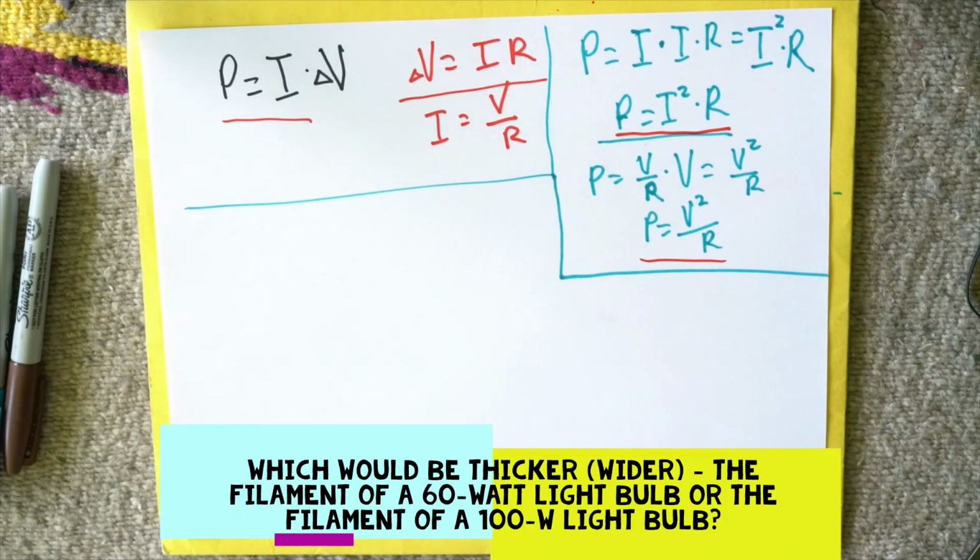This is more of a conceptual problem, although I actually will write it out a little bit. It says, which would be thicker, the filament of a 60-watt light bulb or the filament of a 100-watt light bulb? I think I wrote 120 for you guys, but we'll just use 100 for right now. So which one would be thicker?